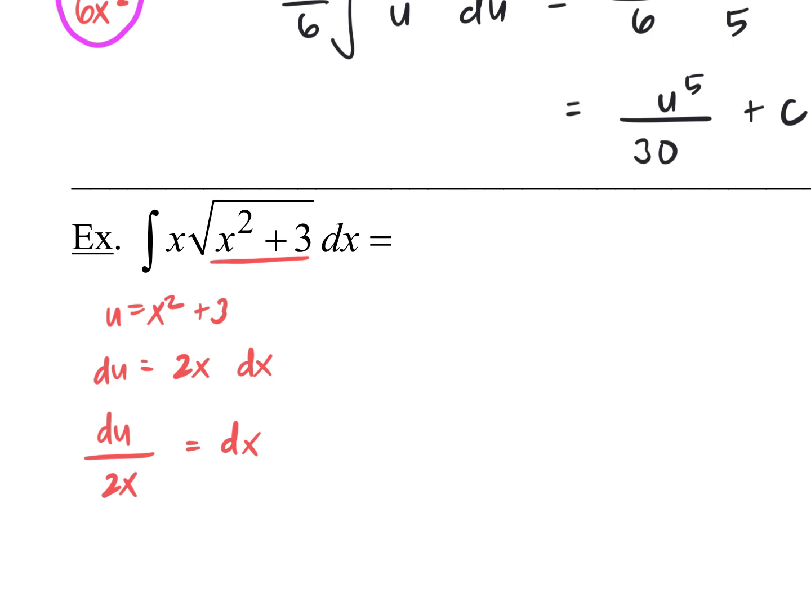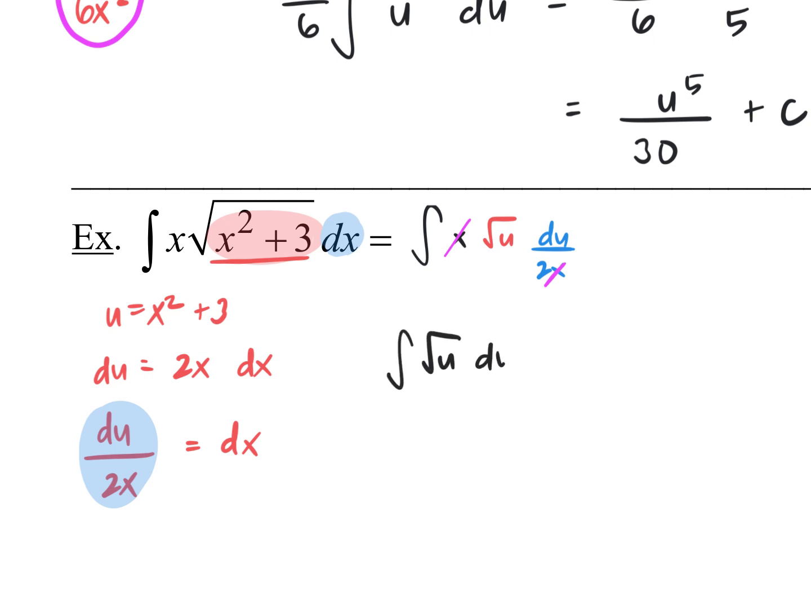And now I can go ahead and replace stuff. I want you guys to rewrite this. This is going to be my u. Rewrite my dx is equal to du over 2x. And see if you can't simplify that. Okay, so when you replace it, your integral should look something like this. The integral of x times the square root of u times du over 2x. Okay? And now those x's are going to go away. And I'm just left with the integral of the square root of u du with a 1/2 in front.